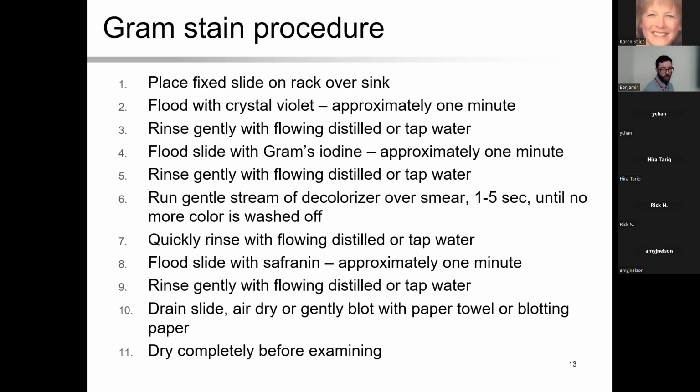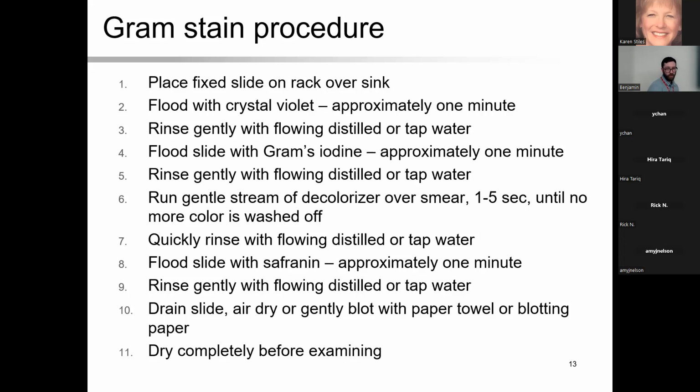Gently rinse with flowing tap water. You want to try to get all that extra crystal violet off of there. Then again, gently flood the slide with iodine, again for approximately 1 minute. This is going to form that complex in your gram-positive bacteria. Wash away the extra iodine.